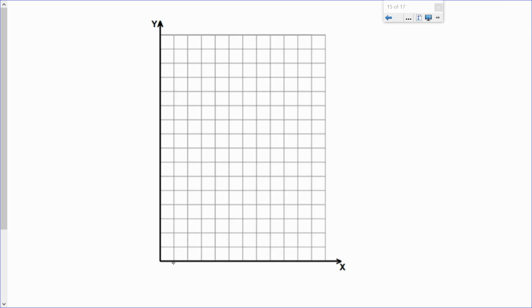Number of boxes, let's count. 1, 2, 3, 4, 5, 6, 7, 8, 9, 10, 11, 12. Again, I'm running on my finger, so bear with me. 1, 2, 3, 4, 5, 6, 7, 8, 9, 10, 11, 12, 13, 14, 15, 16.